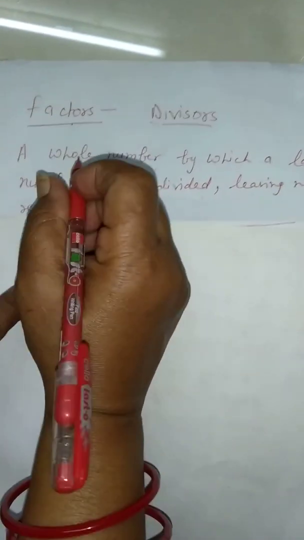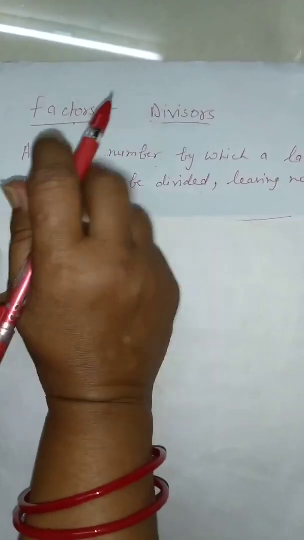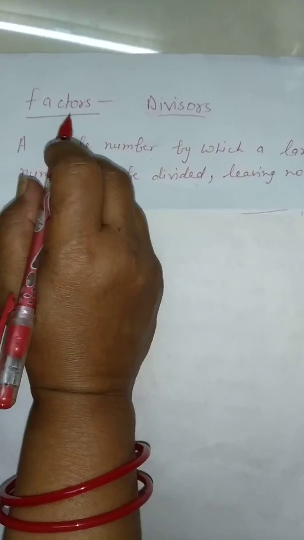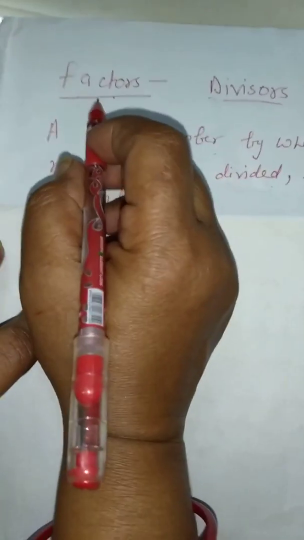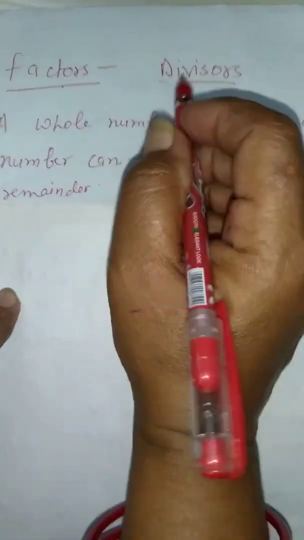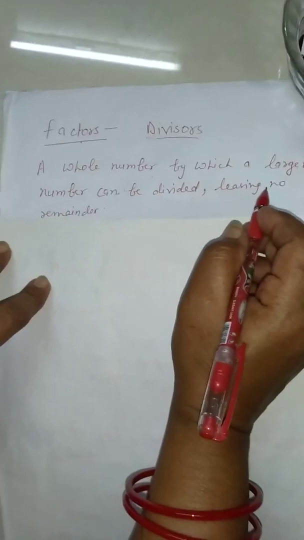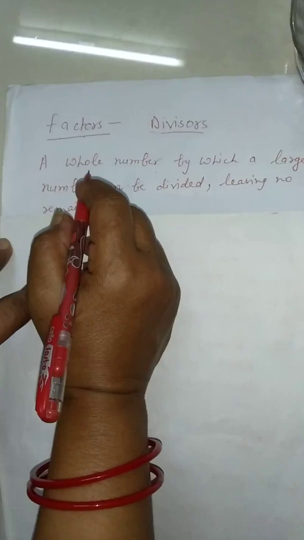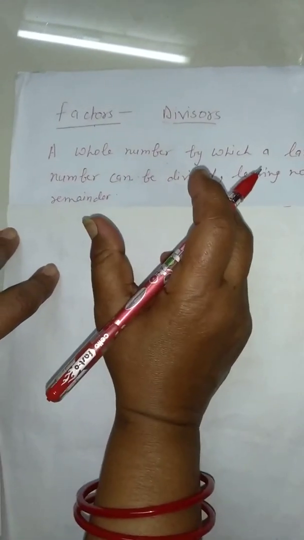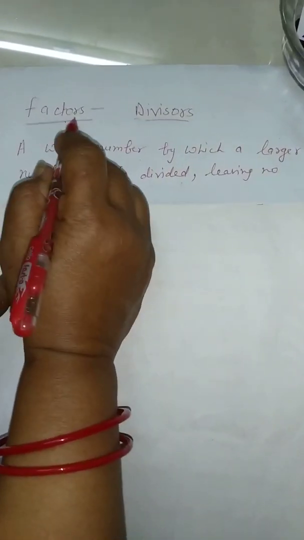Dear students, today I am going to teach you about factorization. How can you find out factors of given numbers? But before that, I would like to explain what are factors, which are also known as divisors. A whole number by which a larger number can be divided, leaving no remainder. Okay? The numbers which divide a larger number, leaving no remainder, are called factors.